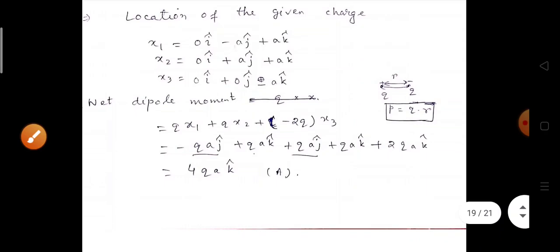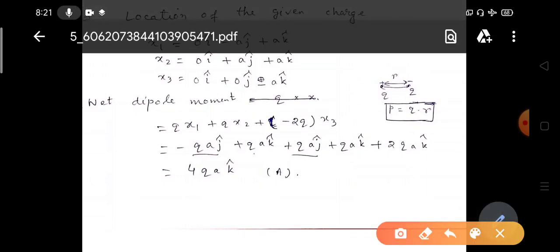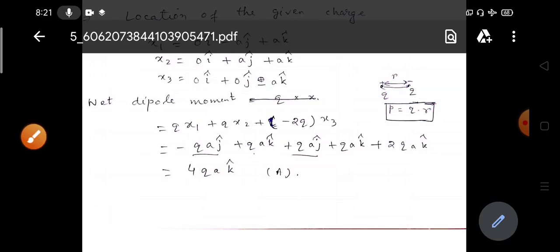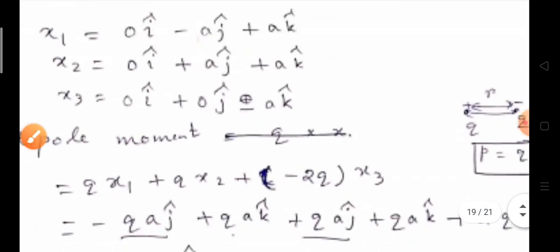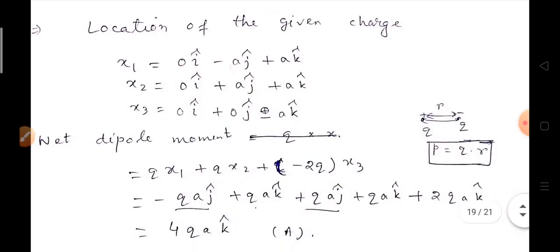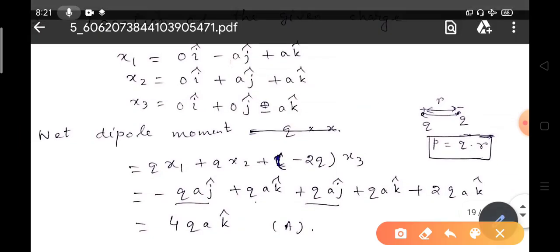Now the dipole moment is defined as, if there are positive charge of amount plus Q and negative charge of amount minus Q, separated by a small distance R, then dipole moment P equals Q into R. So here we will do exactly the same thing. We are given several charges and their locations.